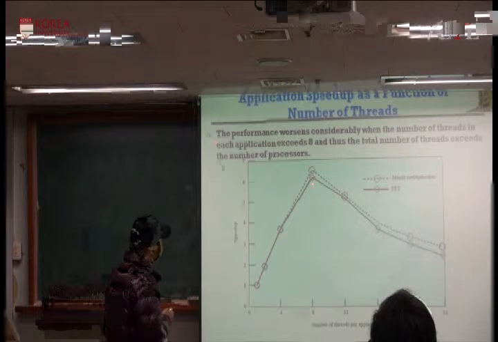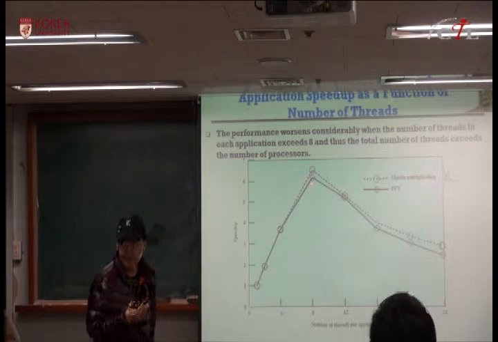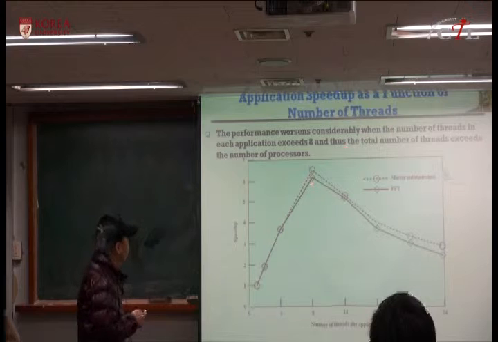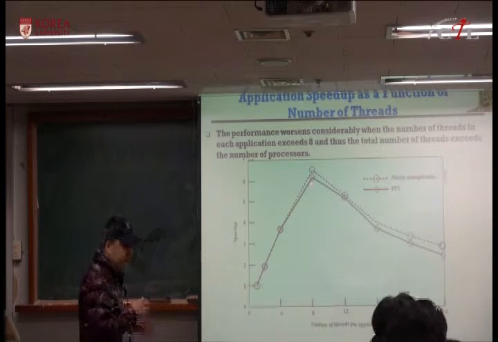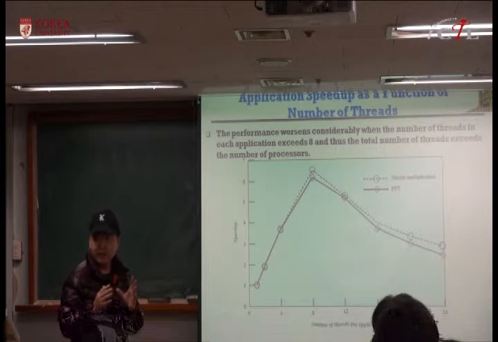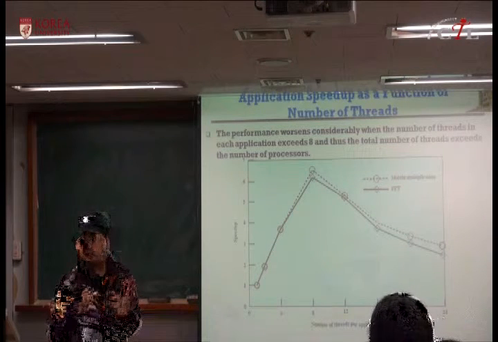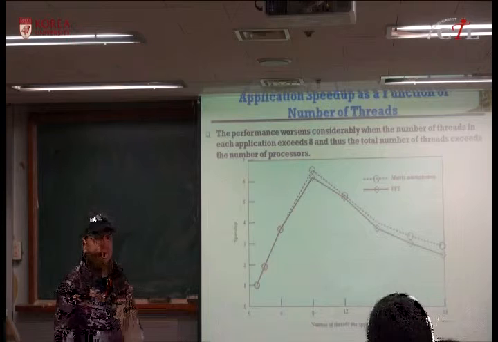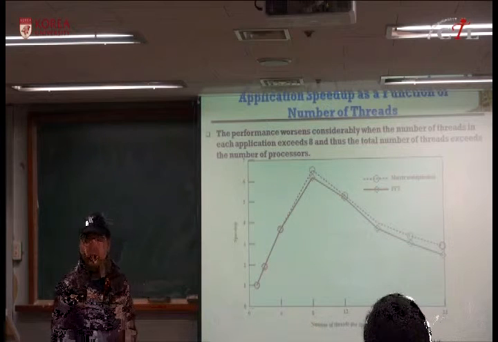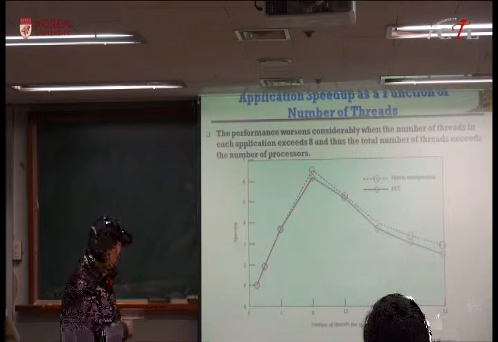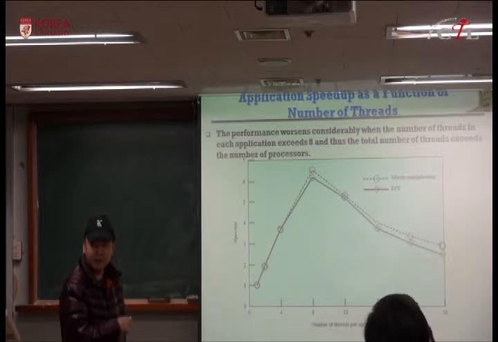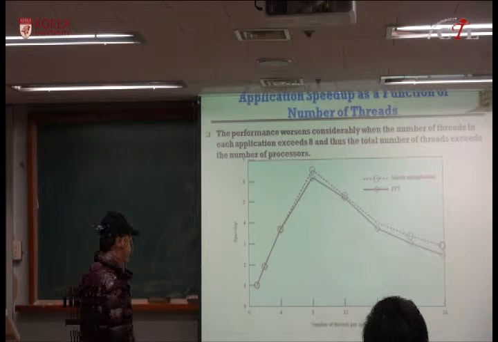So the total exceeds 16 processors. And the total number of threads exceeds the number of processors. So the number of threads should be about equal to the number of processors to achieve the best performance. Otherwise, you have more overhead. Okay? So up to that point, you have good speedup. Otherwise, you have performance degradation.